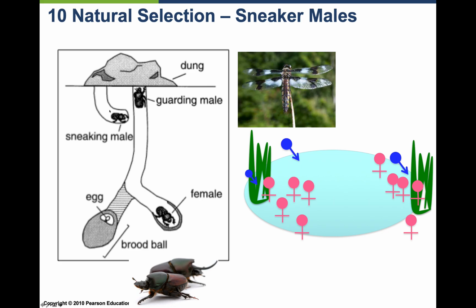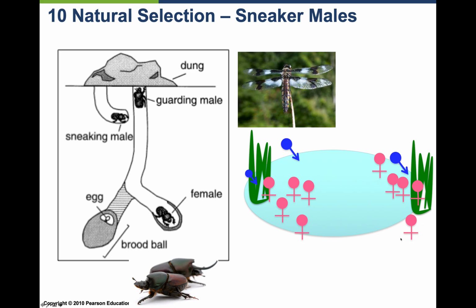Well, what you have is what's called a sneaker male, who looks a lot like a female. And sneaker males are only really good at one thing, and that is digging. They don't have big horns, they don't have a big body, they can't do combat directly with these guarding males, but what they can do is dig. So these sneaker males come to the edge of the dung pile, dig down into these galleries, and while this male is guarding his hole, they'll burrow in and mate with the female. The female will lay an egg in here, and this male will end up guarding that male's egg. It's called a sneaker male.